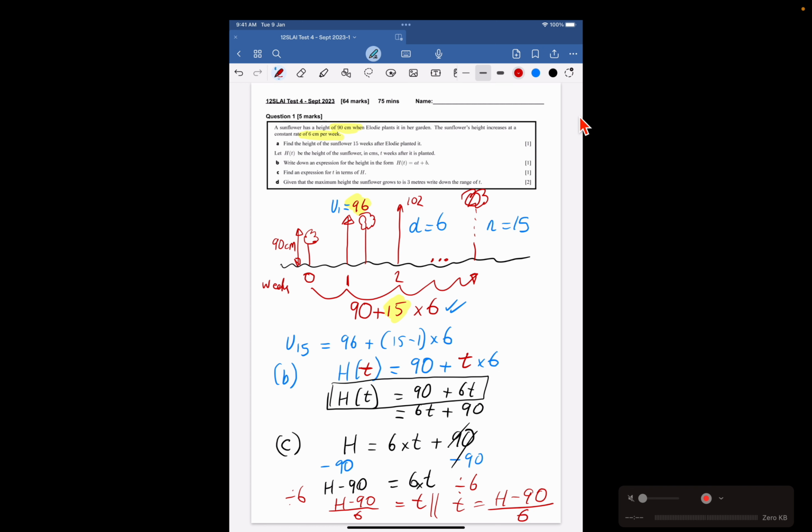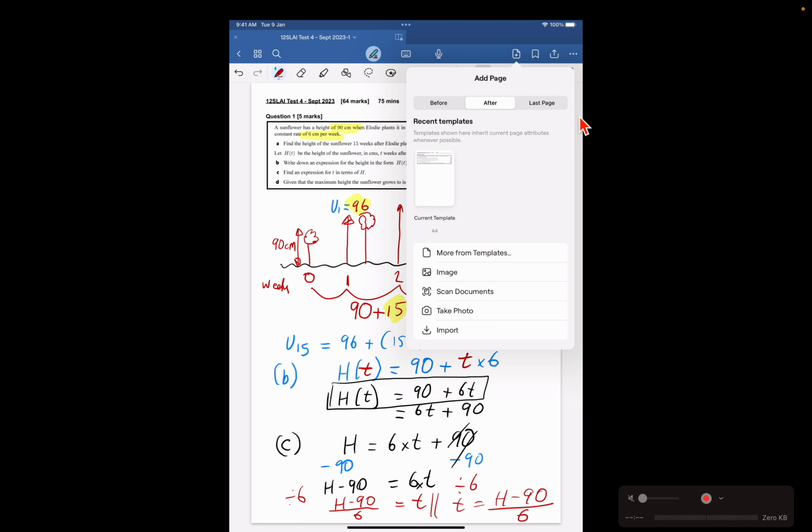Alright, the last part, let me see if I can just add a little page in here and a little page after. That will be okay. And well, it's the same page, but that's okay. So the last part is asking us to, given that the maximum height is 3 meters, so 3 meters is 300 centimeters, right? So now we can do one of two things for part D. We need to find t given h equals 300, right?